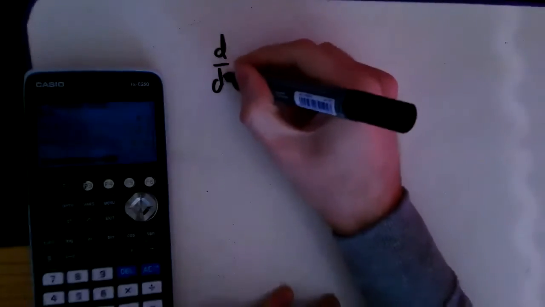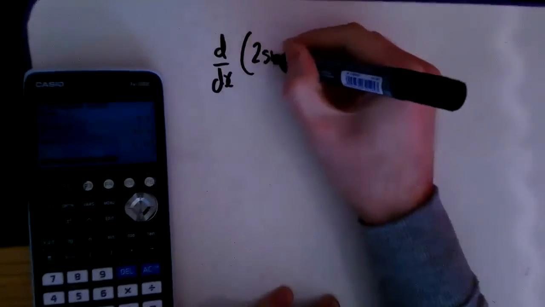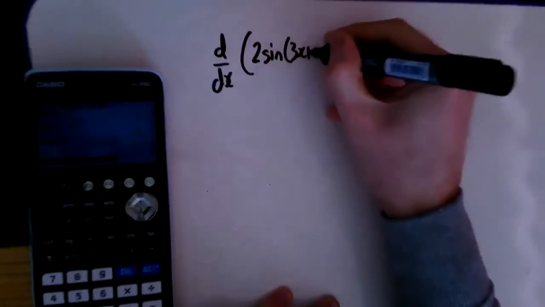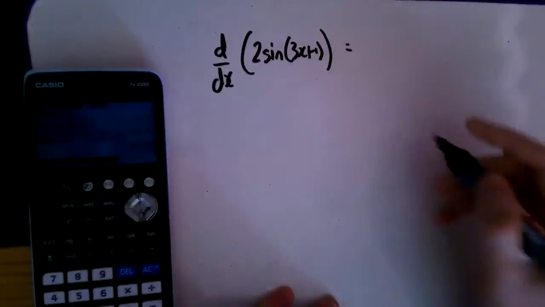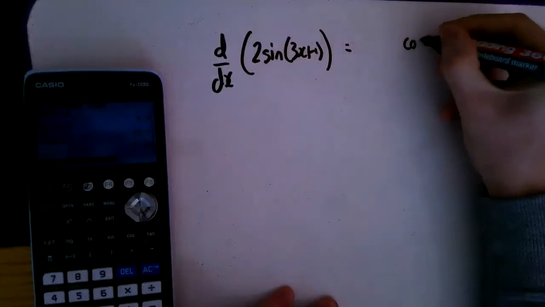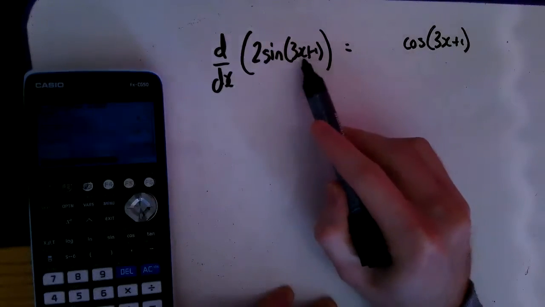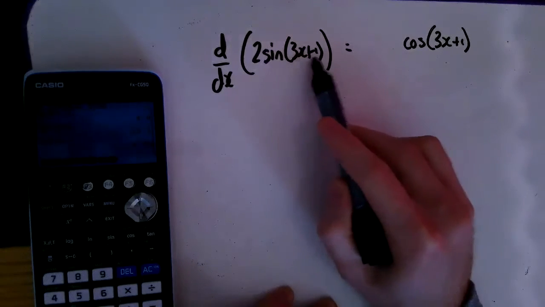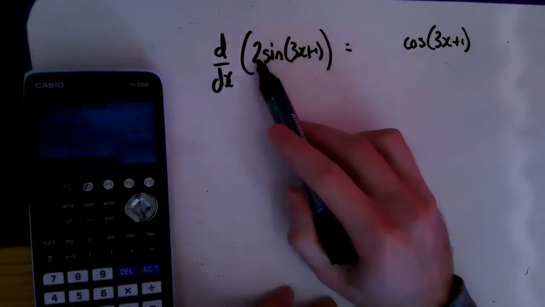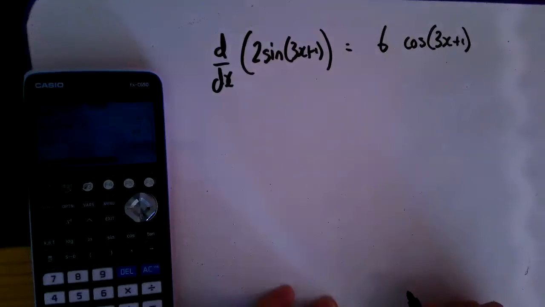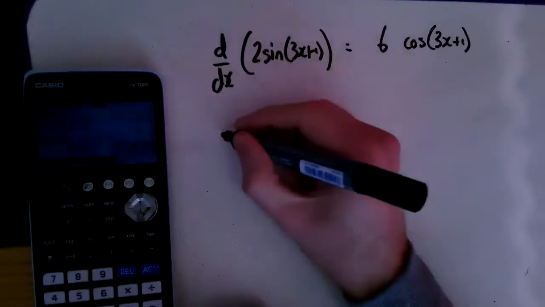Okay, his answers to the second one. So differentiate 2 sine 3x plus 1. Well, sine goes to cos, but I then need a times by the derivative of the function inside. So I need times by 3. 2 times 3 is 6. So it's 6 cos 3x plus 1.